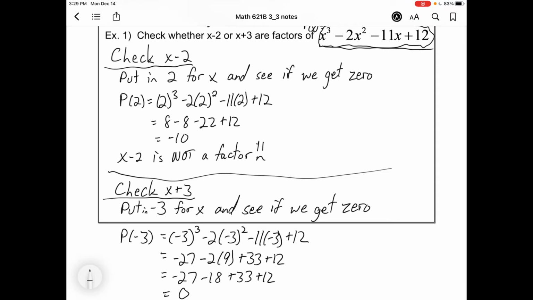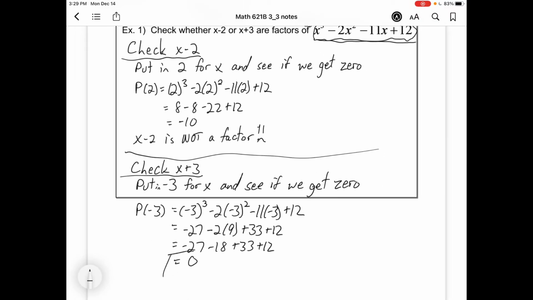Oh my gosh. We just found our first polynomial factor. X plus 3 is a factor of this polynomial.